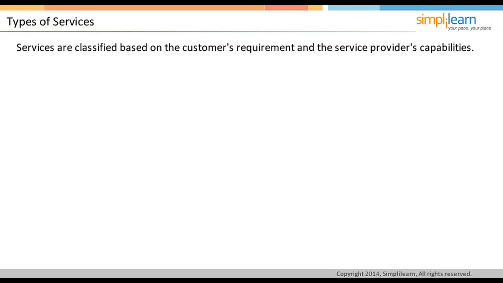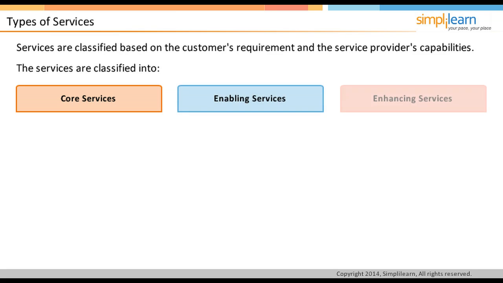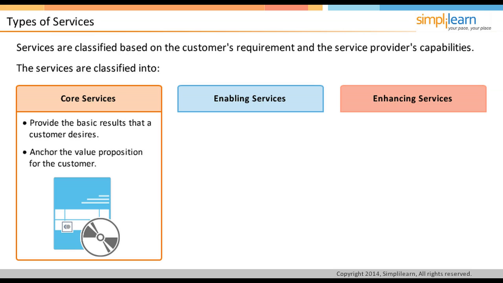Services are classified based on the customer's requirement and the service provider's capabilities. Broadly, the services are classified into core services, enabling services, and enhancing services. Core services provide the basic results that a customer requires. They signify the value that a customer wants and for which they are keen to invest. Core services anchor the value proposition for the customer and provide the basis for their continued utilization and satisfaction.